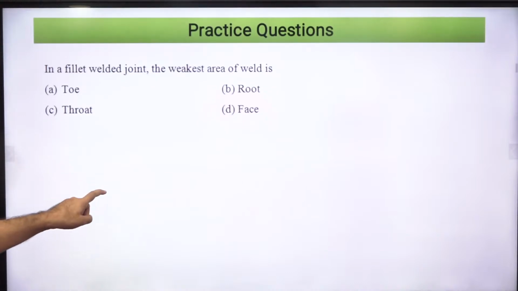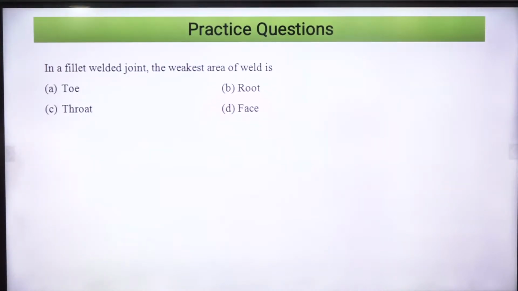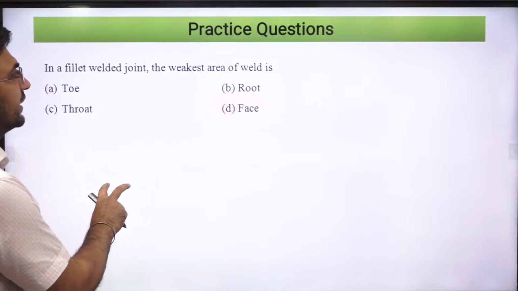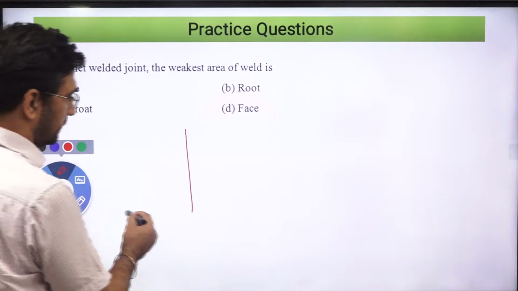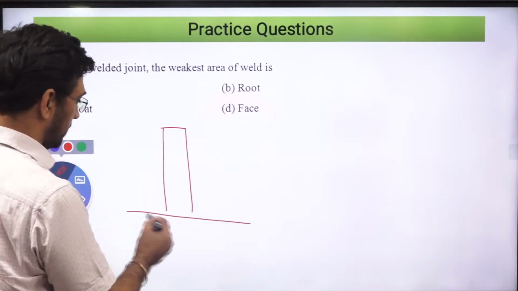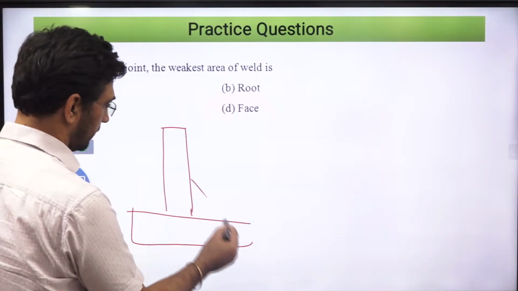This, I think, will be easy for you to answer. In a fillet welded joint, the weakest area of the weld is this fillet weld. Fillet weld, you know? This is the fillet weld.